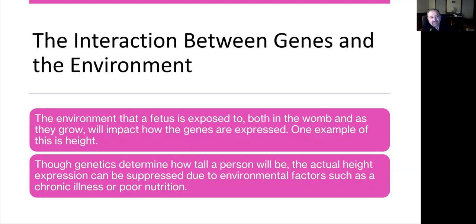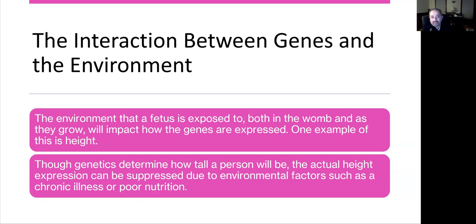So number one is the interaction between genes and environment. We said there are two things that we want to look at. One is the interaction between the gene and the environment. The environment that a fetus is exposed to, both in the womb as well as while they grow, will impact how the genes are expressed.